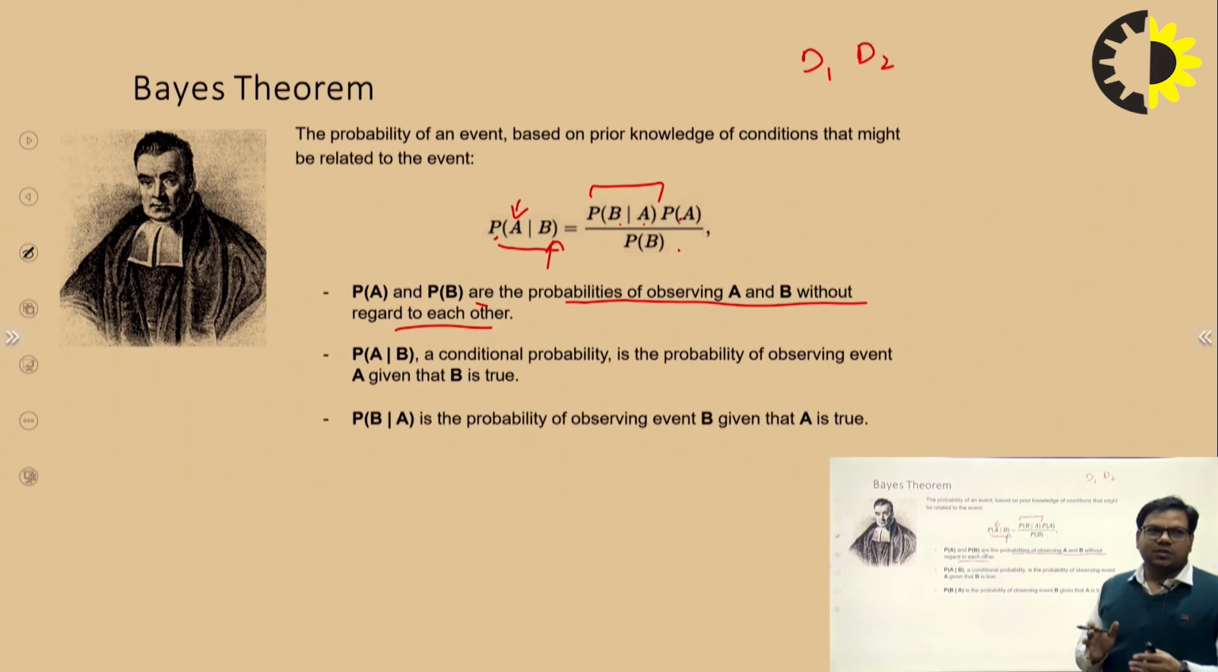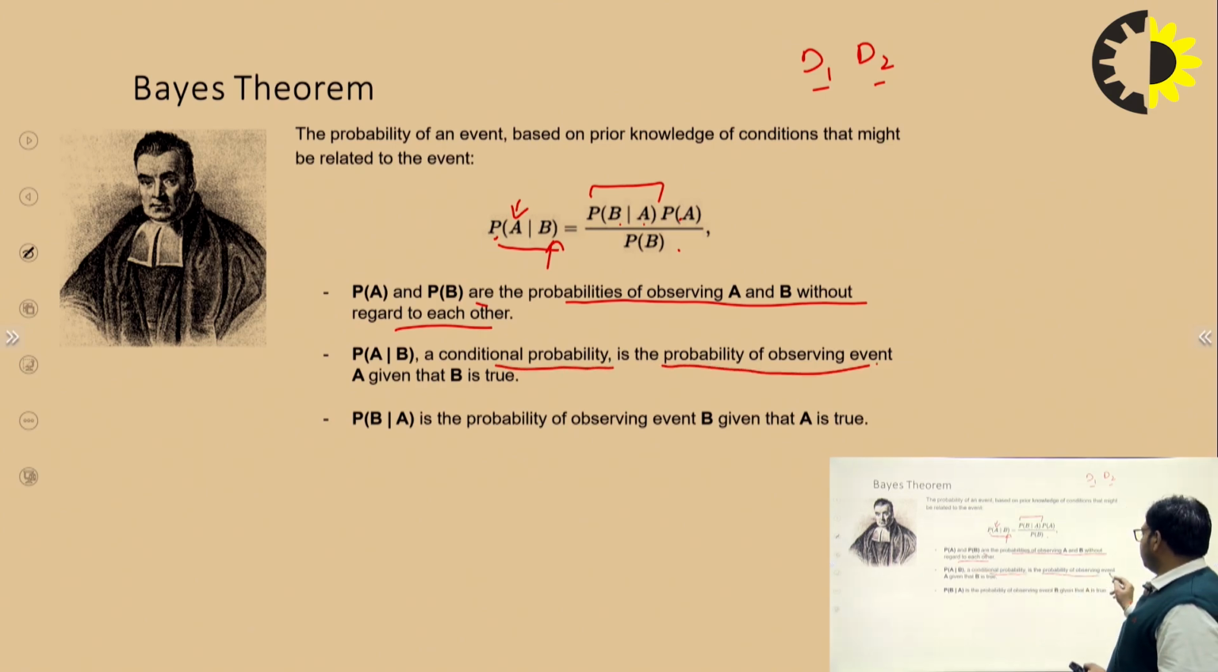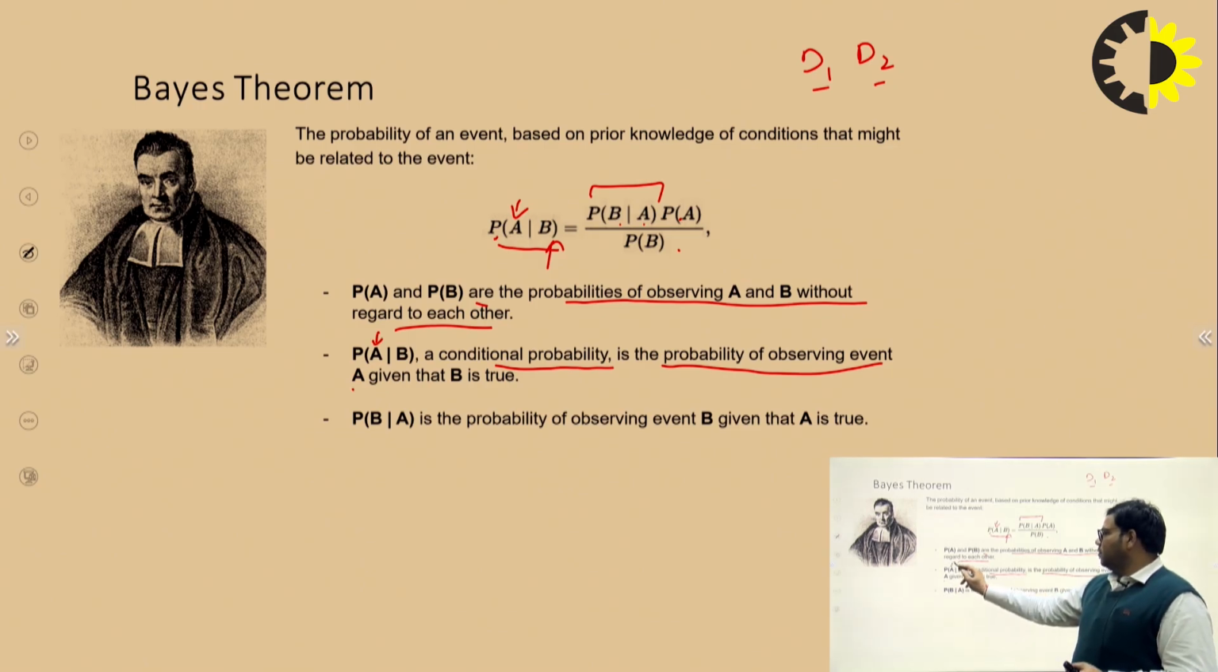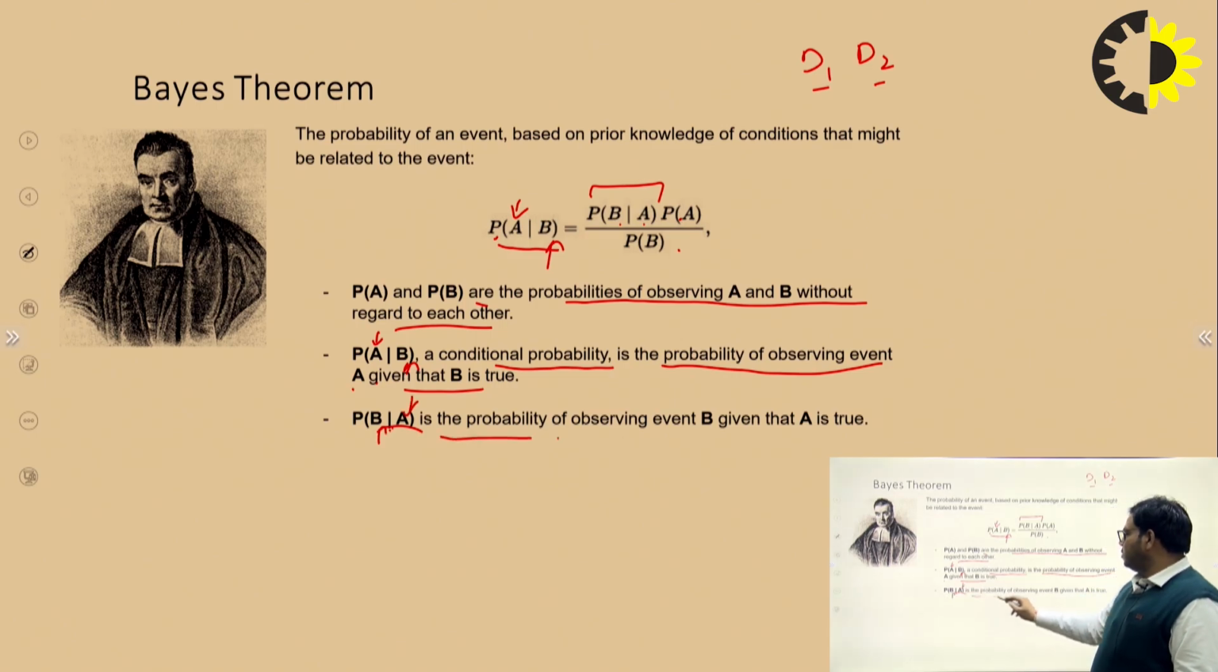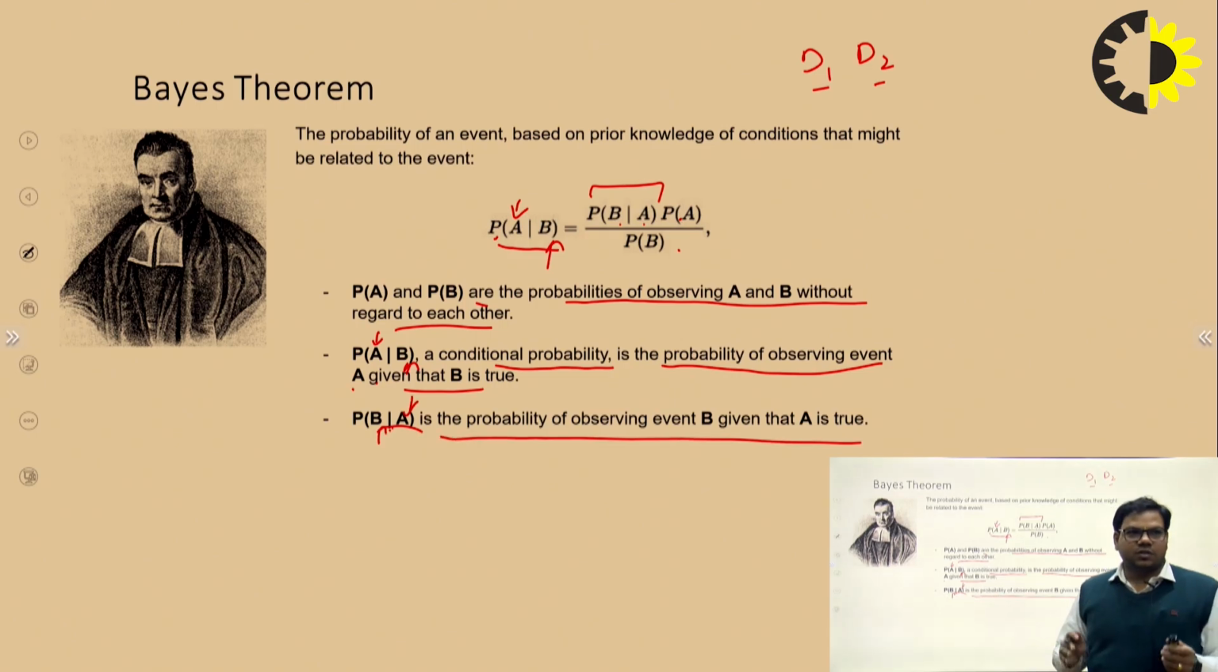For D1 and D2 happening, they are independent, so what could be the probability of D1 and D2 for a particular instance? P(A|B) is a conditional probability, the probability of observing event A when B is true, and P(B|A) is the opposite, the probability of B when A is true. So this is the typical Bayesian theorem. Using this theorem we need to make some modeling, that is Bayesian modeling.